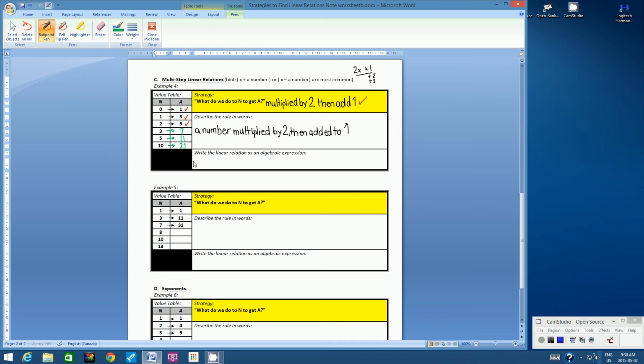Okay, so let's go to the last section here. Write the linear relation as an algebraic expression. What was the first thing we did? We multiplied a number by 2. So we know how to write that. A number multiplied by 2 is 2n. Remember, it's not n times 2, it's not n2, it's 2n. And then what did we do to it? We added 1 to it. So this is the algebraic expression: 2n + 1. We've seen this algebraic expression before in our previous activities.